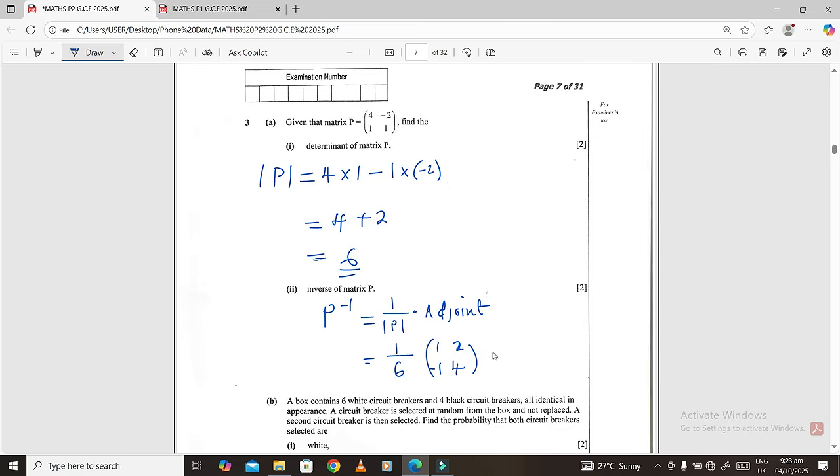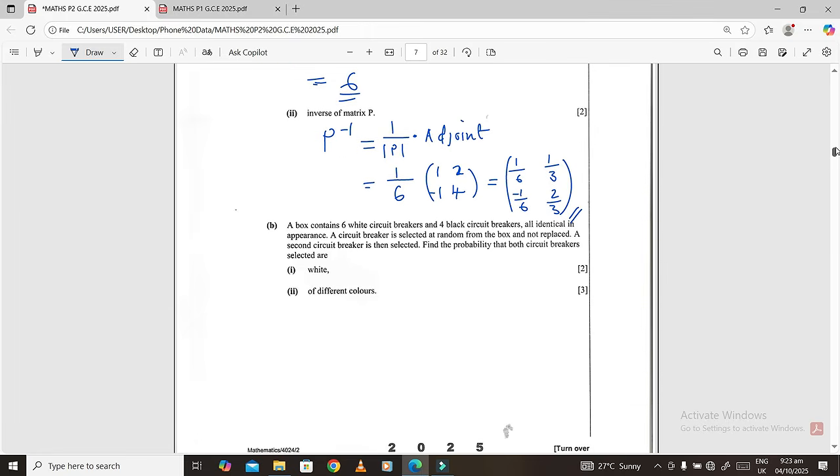So you can leave your answer like this, or if you want, you can multiply through, just multiply this times this times this, just like that. So this is our answer. We now go to the next question.